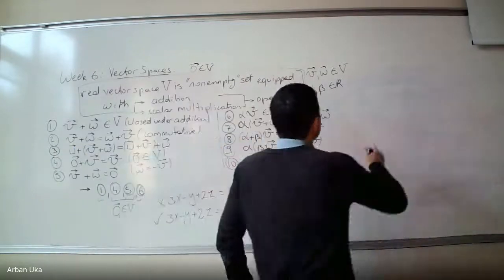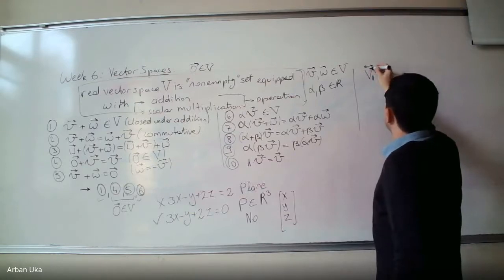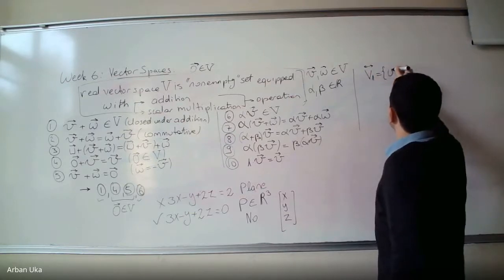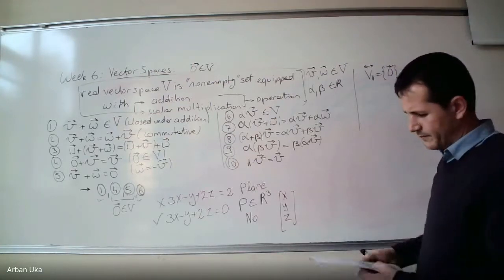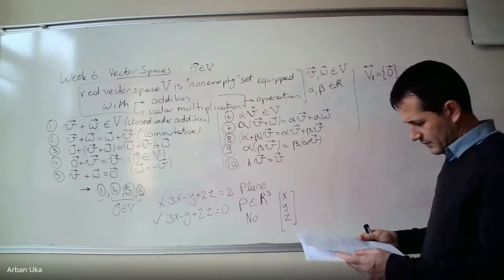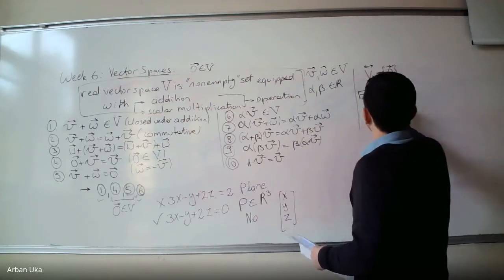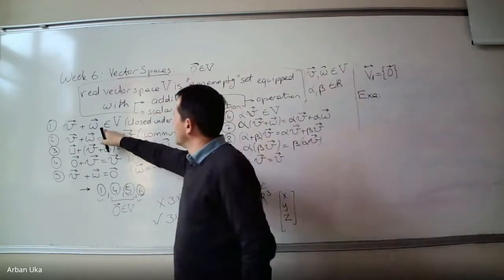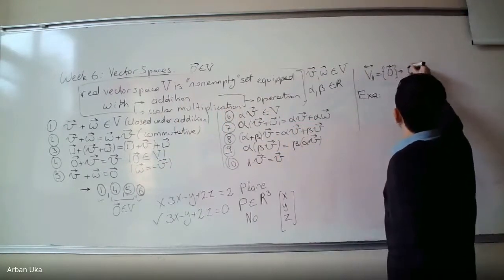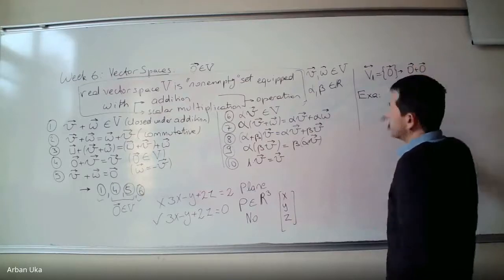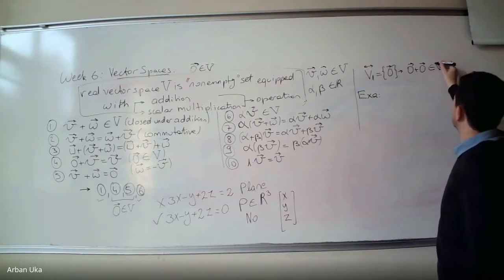Now, let me ask you one question. Is this vector space V1 equal to a set composed only of the vector 0? Is this a vector space? What do you think, yes or no? Let's check property 1. We have only the vector 0, so we do 0 plus 0. The 0 is another vector in the vector space. Is this in the vector space? Yes.